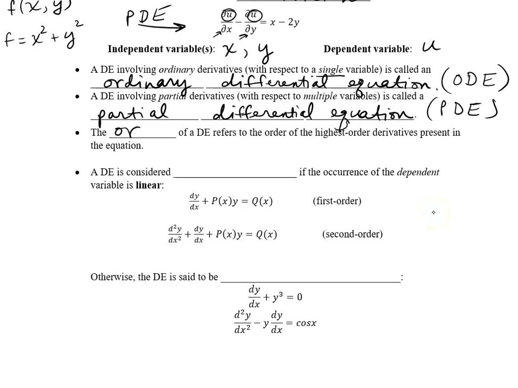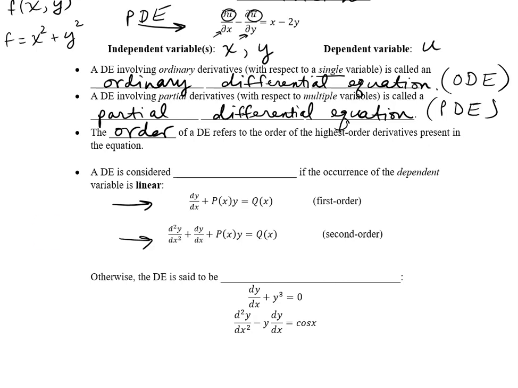The order of a DE refers to the highest order derivative present in the differential equation. I mentioned that term earlier, and that just means what is the highest derivative you have. Is it a first derivative? Then it's a first order differential equation. Is it a second derivative? Then it's a second order differential equation. In this example here, this is first order because dy dx is the only derivative I have, the highest order derivative. This is called a second order differential equation because I've got a second derivative in the equation.